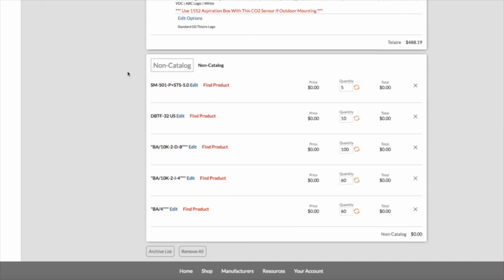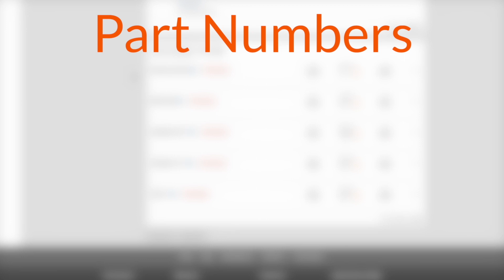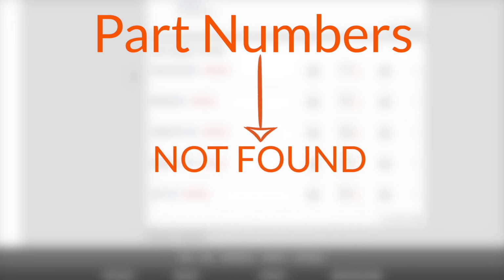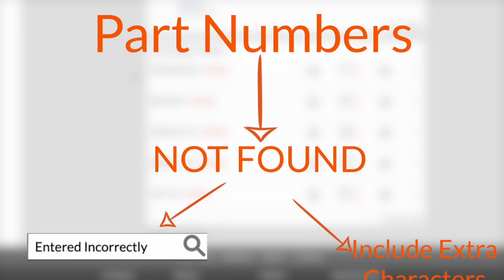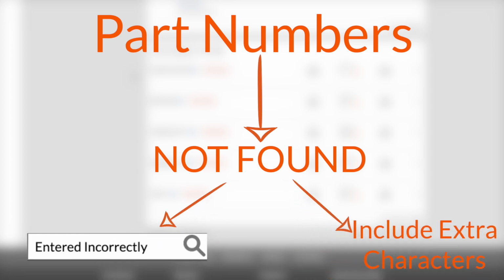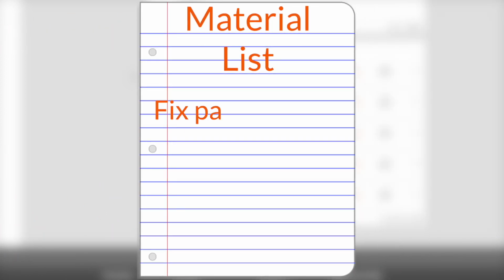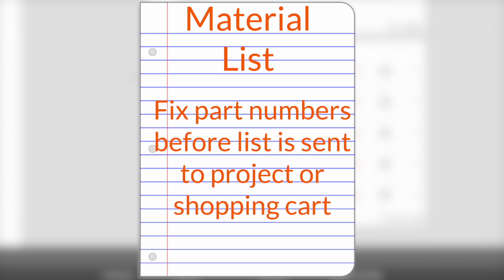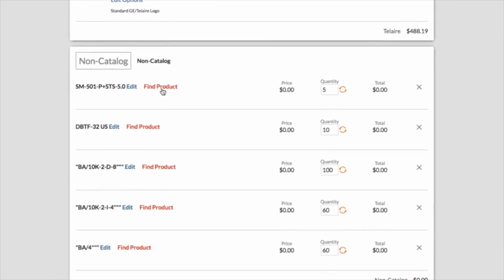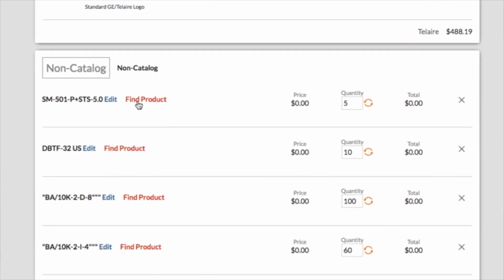Now take a look at these parts at the bottom of the list. These are part numbers that you uploaded from your spreadsheet that were not found in our online marketplace. Now this might be because they were entered incorrectly or include a few extra characters or double quotes. Basically, they're inaccurate for one reason or another. Our material list gives you the option of fixing these part numbers before you send this list to a project or your shopping cart. Just click this Find Product link for each missing part number.